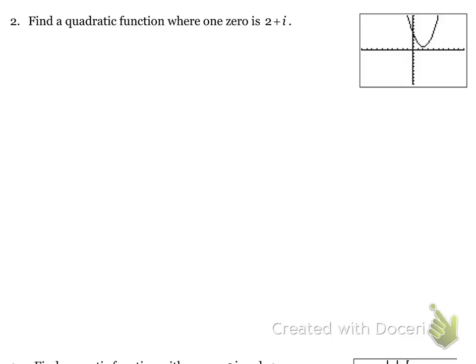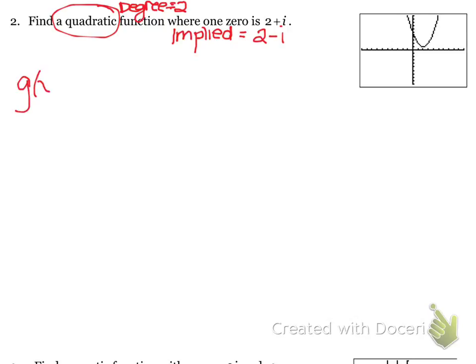Okay, so now we need to find a quadratic function, which implies that we have a degree of 2 where we know that one zero is 2 plus i. And since we know complex conjugates exist, then the implied zero is going to be 2 minus i. So now we need to write these as factors. So let's call this polynomial g.